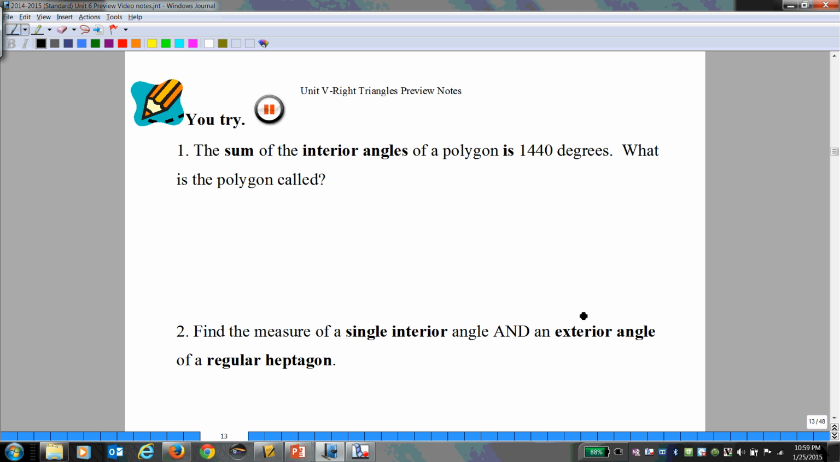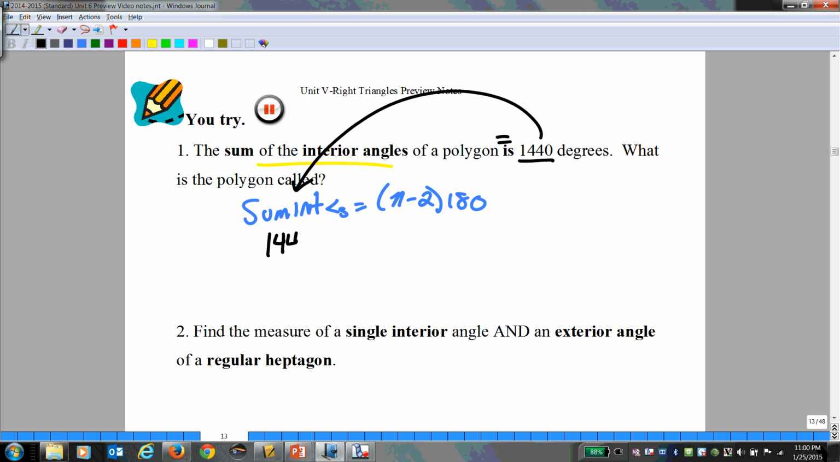Let's do these ones together. I think you need more practice. It says the sum of the interior angles of a polygon is 1440. What is the polygon called? So we write the sum of interior angles equals sides minus 2 times 180. And in this case, the sum is 1440. Sides minus 2 times 180. What is the polygon called? That means we're solving for n this time. So we divide by 180.